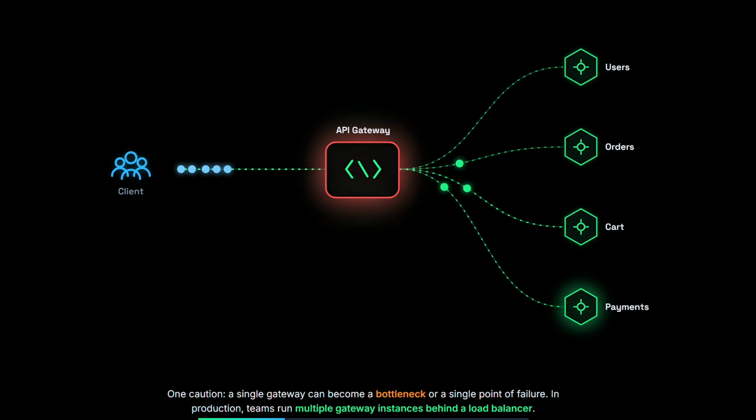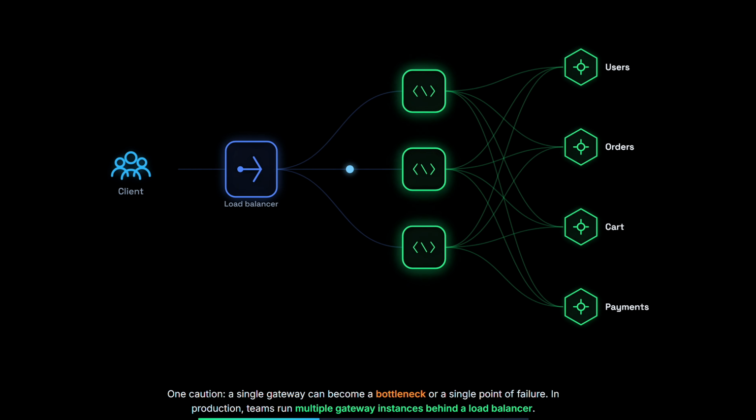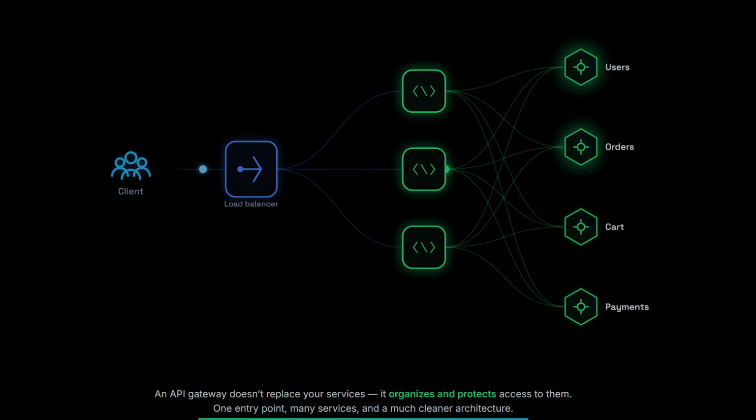Of course, the gateway must be designed carefully. If there's only one gateway server, it could become a bottleneck or a single point of failure. In real systems, companies usually run multiple gateway instances behind a load balancer. An API gateway does not replace your backend services. It organizes and protects access to them. One entry point, many services, and a much cleaner system architecture.